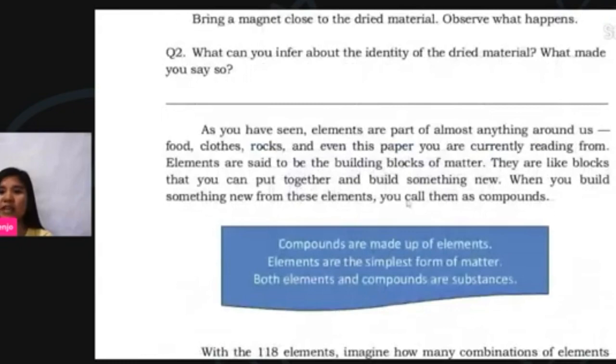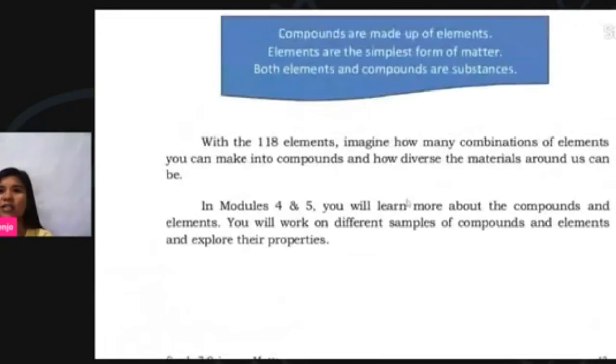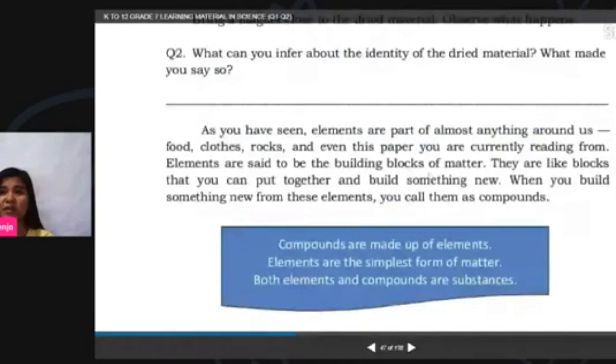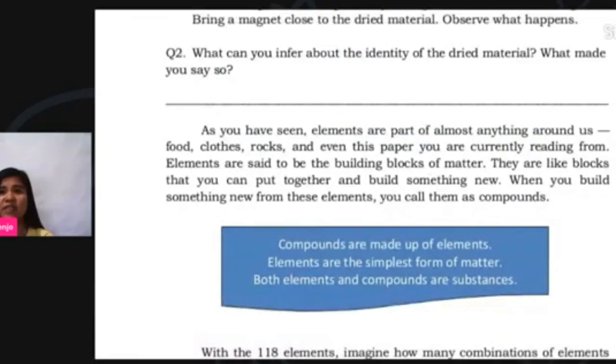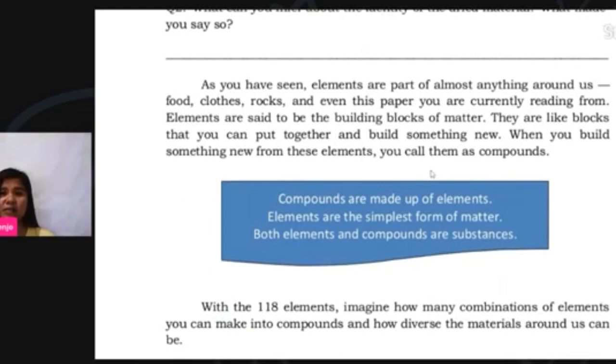Okay. So in summary, as you have seen, elements are part of almost anything around us. Food, clothes, rocks, and even this paper you are currently reading from. Elements are said to be the building blocks of matter. They are like blocks that you can put together and build something new. When you build something new from these elements, you call them compounds. So compounds are made up of elements. Elements are the simplest form of matter. Both elements and compounds are substances.